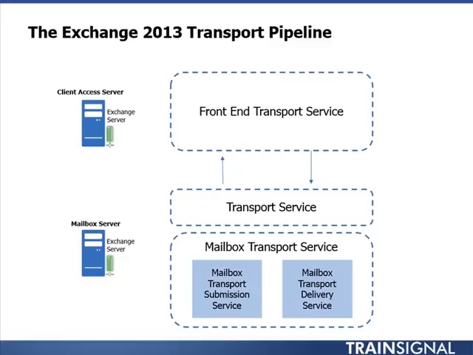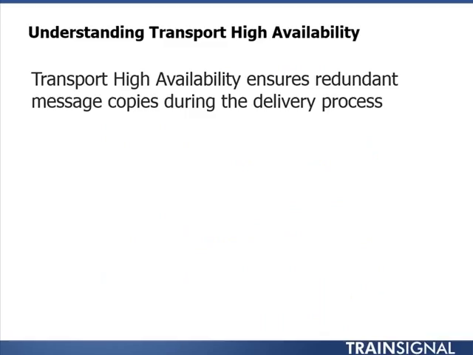Let's talk about transport high availability and what it does. So ultimately, transport high availability ensures redundant message copies during the delivery process. Now, what do we mean by the delivery process? Well, mail comes in again to that front-end transport service. Before it gets there, it's on the line, it comes in through the service, it goes to the transport service itself. The transport service passes it off to the mailbox transport service.